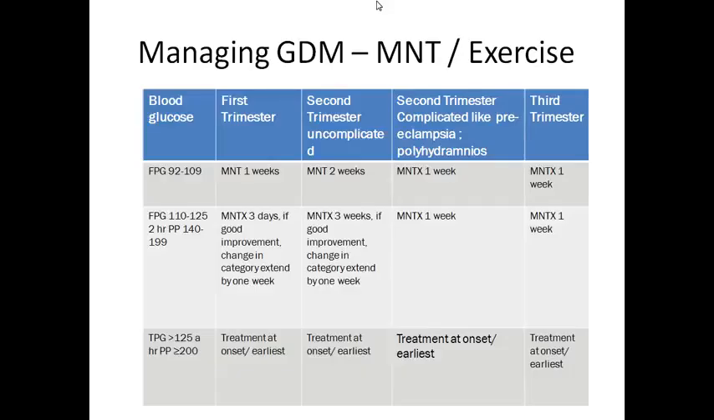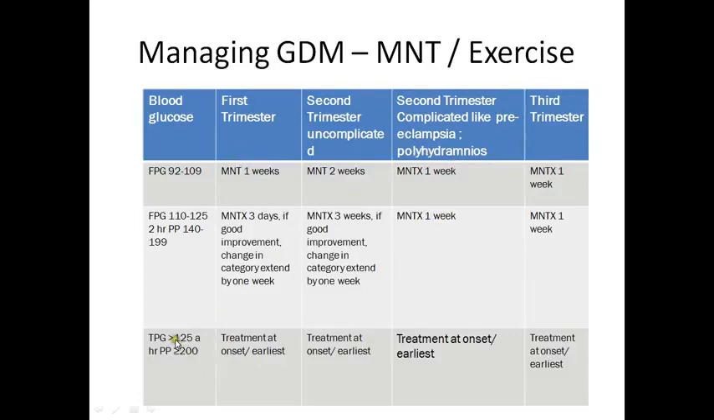So how should the management of GDM be done? MNT is medical nutrition therapy, and exercise. The first line is MNT or exercise in these patients. The fasting plasma glucose, it depends on the glucose levels. If the fasting glucose levels are within 92 to 125, then we can go for the medical nutrition therapy in all the trimesters.